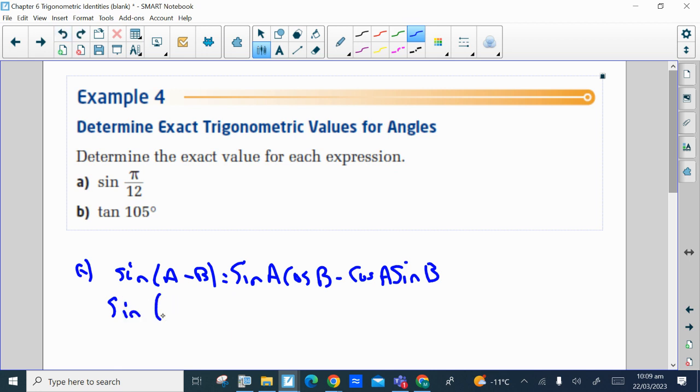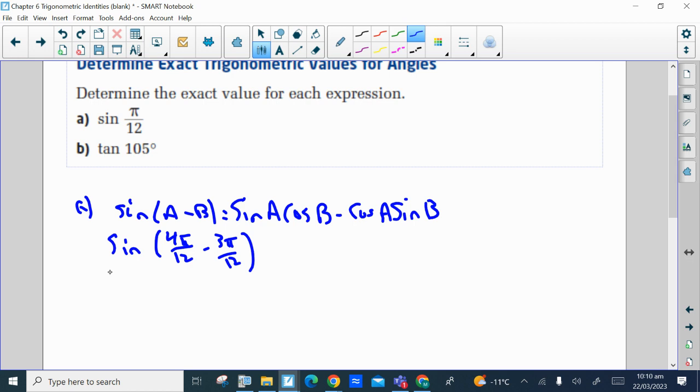And so the ones that would work here would be 4 pi on 12 take away 3 pi on 12. Because when you reduce both of those angles, you do get angles that are on the unit circle. So this will be the sine of pi on 3 take away pi on 4. If you reduce 4 pi on 12 by dividing top and bottom by 4, you'll get pi on 3. And if you reduce 3 pi on 12 by dividing top and bottom by 3, you'll get pi on 4. These two angles are on the unit circle.